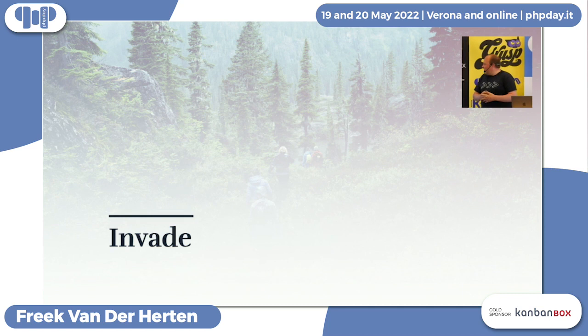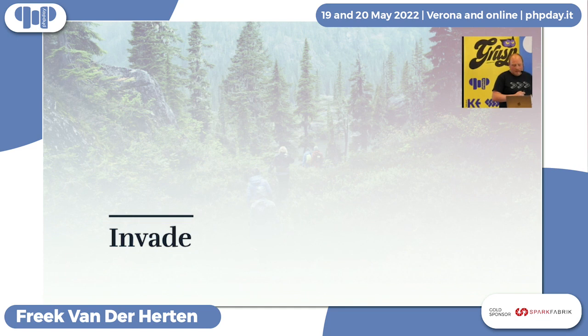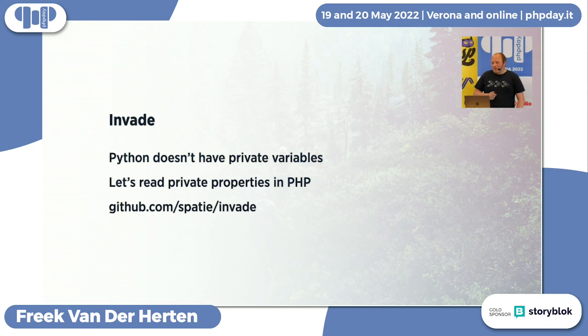This was named before those horrible events in Ukraine started. So I don't know if you know this, but in Python, they don't have any private or protected stuff at all. Everything is public. So I thought, wouldn't it be fun to see how it could look like if we could just read private properties in PHP? And I've made a little package for that. So let's try it out.